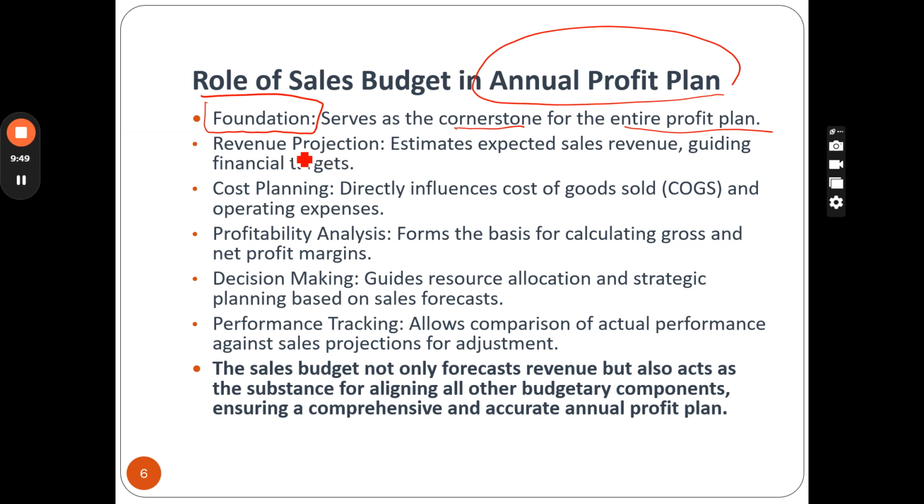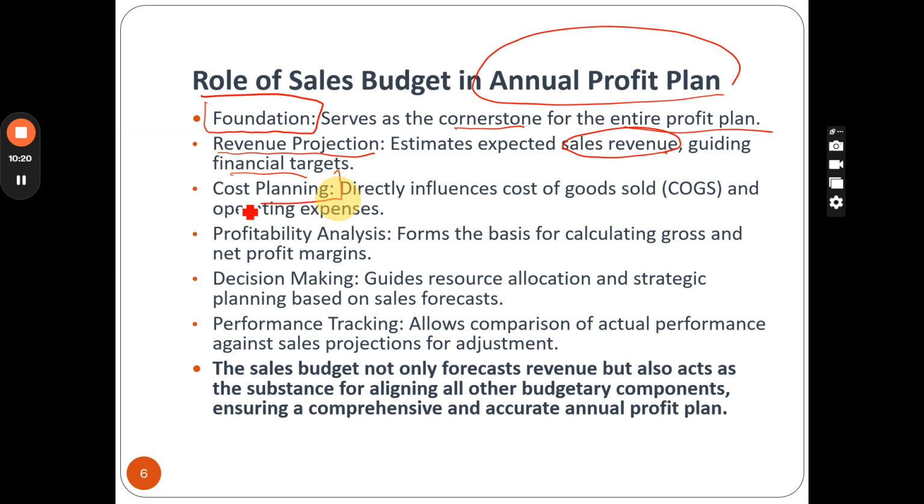And you are going to have a revenue projection for the period, correct? This is going to estimate how much you are going to sell, your sales revenue. Based on this, you can get guidelines for your financial targets. Like, this much I am going to sell and I am going to have this much profit. So I know what I am going to do in terms of investment next year. So you can have a plan like that.